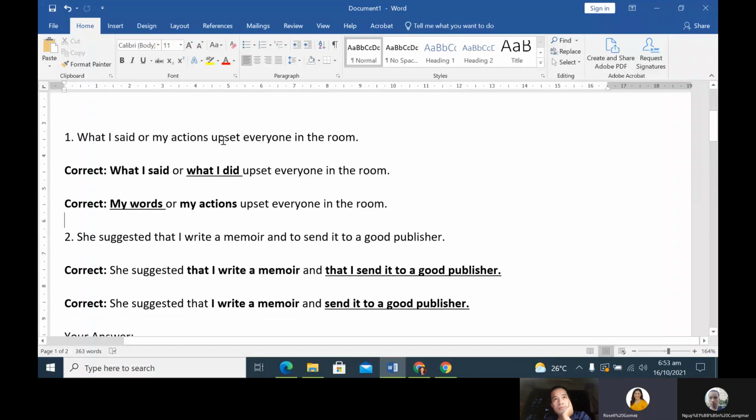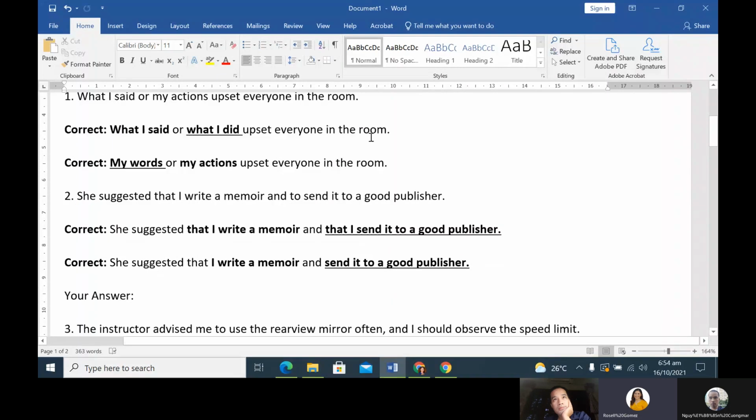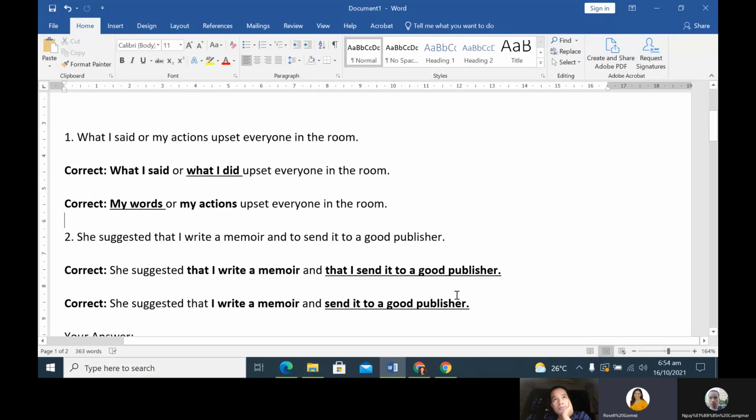What I said or my action upset everyone in the room. Do you see the sentence? Can you see the word now? Okay. Now, what makes this sentence not correct, not parallel? Look at this one. We have what I said and my actions. Or it should be what I said or what I did.